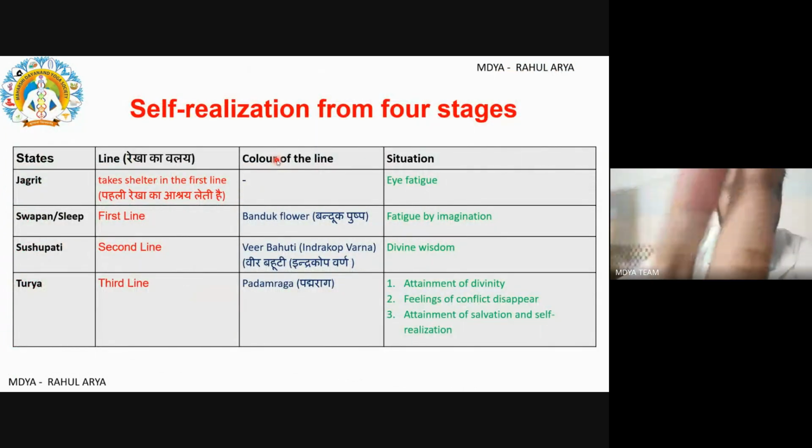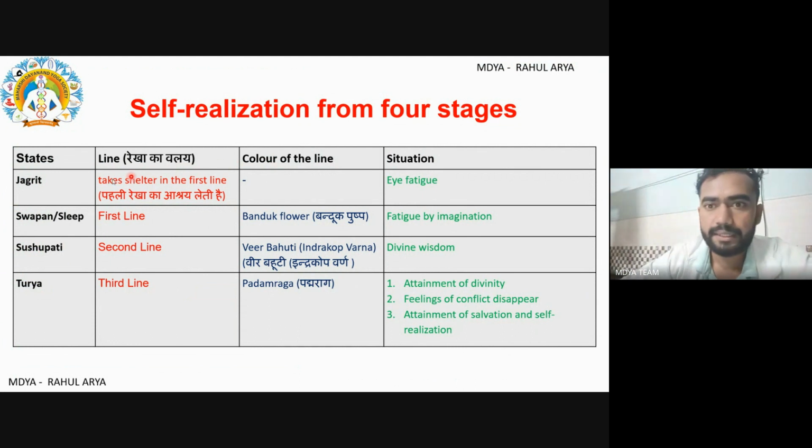Next is the self-realization. The Jagrati, the Swapna, the Susupti, and the Turiya. Okay, the lines description here: in the Jagrati state, the mind takes shelter in the first line. I am also not 100% sure which line they are describing here, because I did not get time to go through the text. Please check it. Just remember that it is sheltered to the first line.